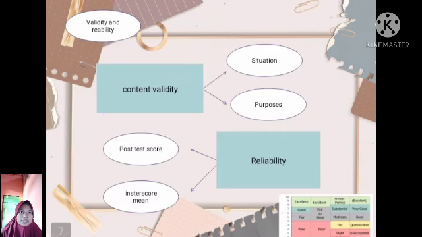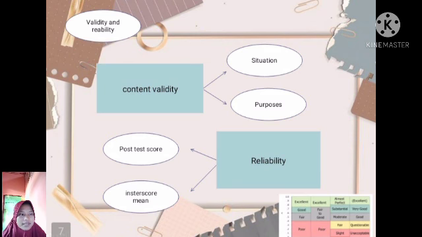Okay, next is validity and reliability. I use content validity in this research to measure the validity of my research. The content validity depends on the situation and the purpose of the test used. And the test is a factor in showing ability. The test has a data collection schedule. The first, I conducted the pre-test, and the second is the schedule of the treatment of the writing skill, and the third is the post-test for the experiment group, and the fourth is the post-test for the control group.